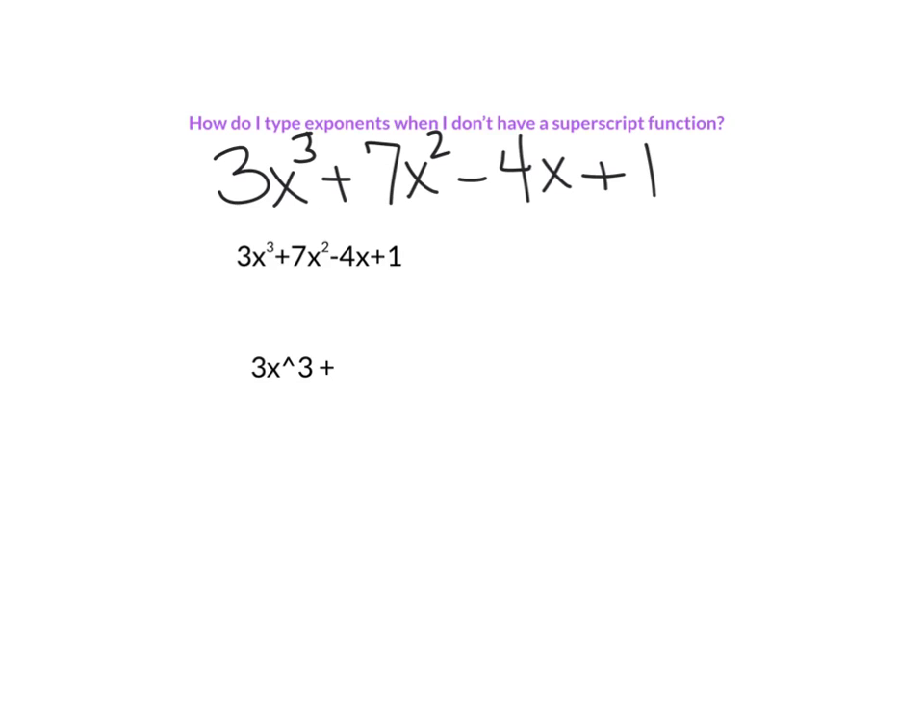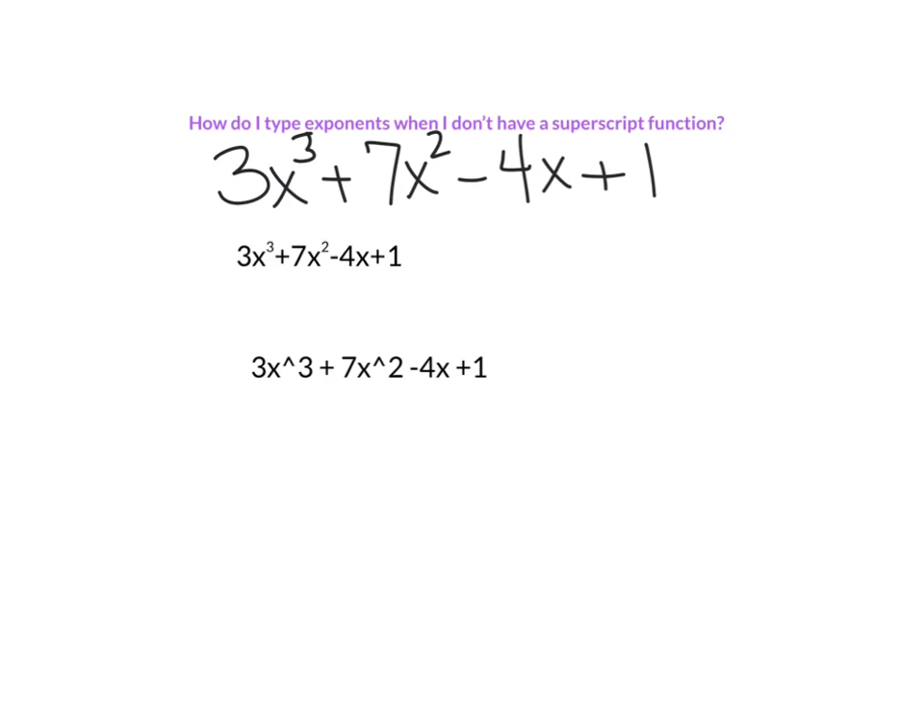All right, so then I'm going to hit my plus. I'm going to put in my 7x, and now I need a squared. So again, let's assume I don't have that superscript function. I'm going to go back and find that up arrow or that caret character, and that can represent 7x squared. Behind that, I can easily put my minus 4x, and then lastly my plus 1.